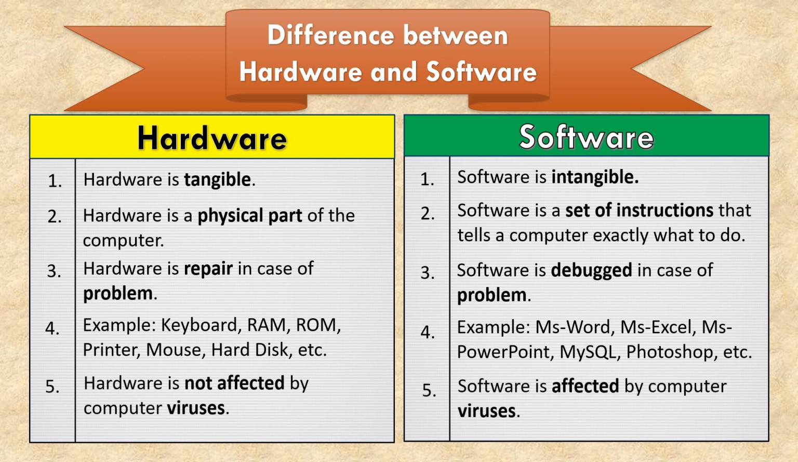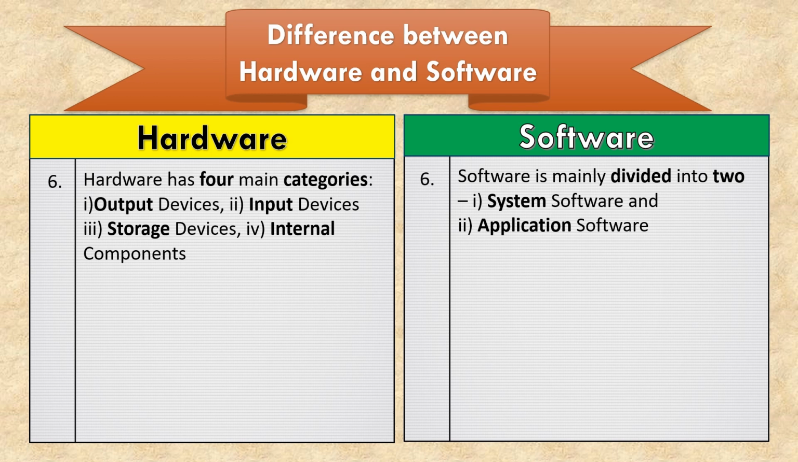Hardware is not affected by computer viruses. Software is affected by computer viruses. Hardware has four main categories: 1. Output devices, 2. Input devices, 3. Storage devices, 4. Internal components. Software is mainly divided into two: 1. System software and 2. Application software.